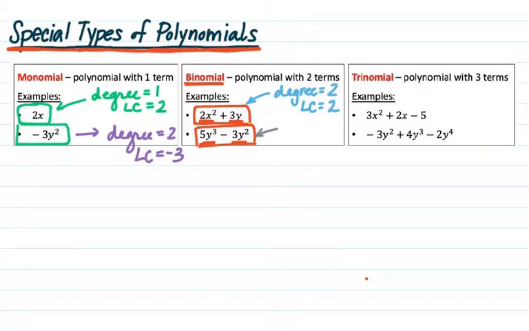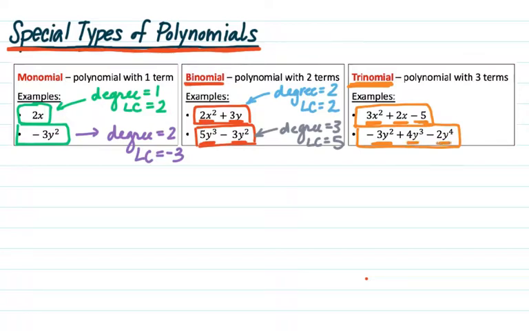This one, the degree is the highest power, so the degree is 3, and the leading coefficient is the number in front of the term with the highest power, that would be 5. Okay, lastly, we can talk about the word trinomial. Trinomial is when the polynomial has 3 terms that are added or subtracted. 1, 2, 3, or in this case, the second example, 1, 2, and 3.